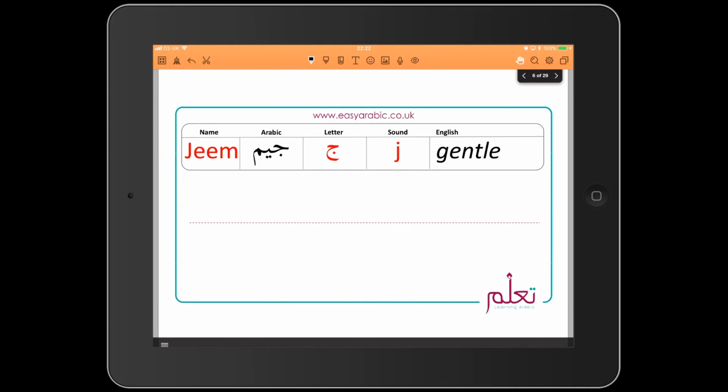The next one is the letter Jim. Jim, as in gentle. So writing the Jim. This starts like the letter falls partially on the top and then on the bottom. So we start in the middle, start from here. So 1, and then the tail goes down past the line to the bottom. So Jim.